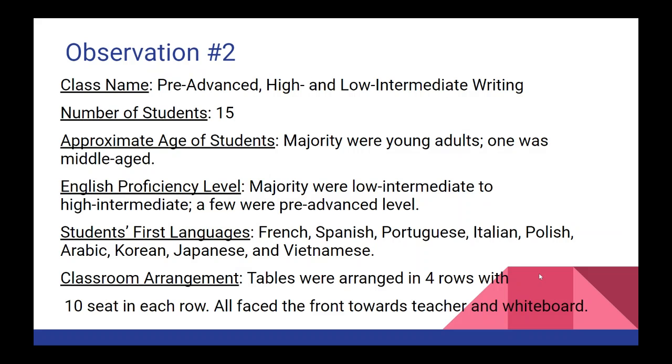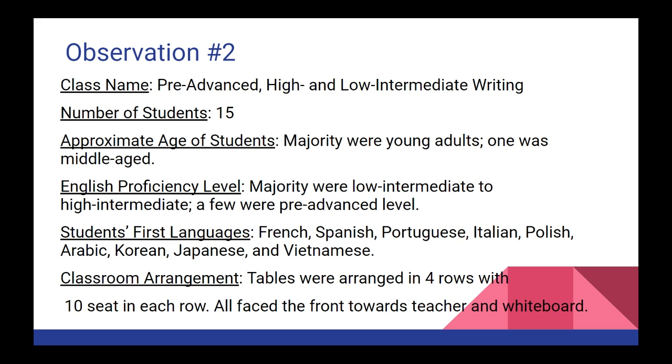For observation number 2, this was a writing class. And so what I noticed here was that there were about 15 students, so it was the same group of students. Many of those looked familiar. I think one person was just absent. So once again, the majority were young adults. One was, again, a middle-aged nun.